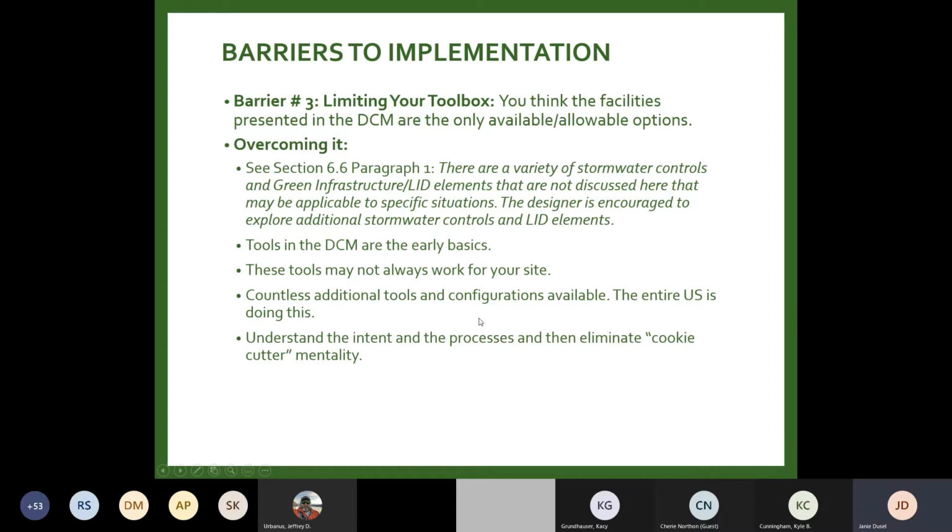Barrier number 3 that we see a lot is limiting your toolbox. So we encounter people that commonly think that the facilities presented in the Design Criteria Manual in chapter 2 are the only available or allowable options for green infrastructure. So overcoming that is first just recognizing that not only is that not true, it's actually addressed in the DCM. If you look at section 6.6 paragraph 1 of the DCM, it talks about that there are lots of additional stormwater controls beyond what's discussed in that manual, and that you're actually encouraged to explore those for sites where they might be appropriate, because there's lots of different tools.